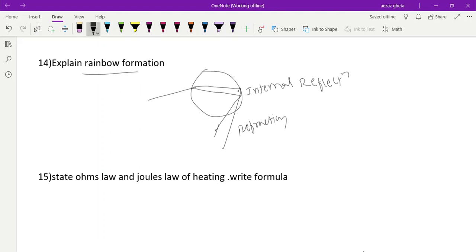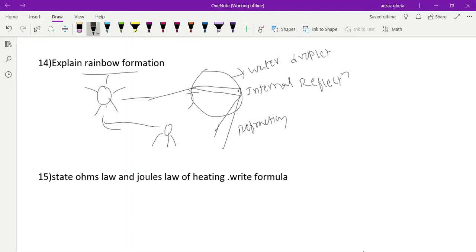This is a water droplet. It acts as a dispersing medium, like a prism is one dispersing medium; a water droplet is also another dispersing medium. Which side will it form? It will always form opposite to the sun. If you are here, then the sun will be behind you.